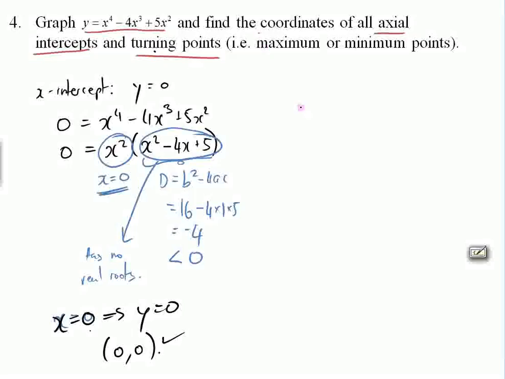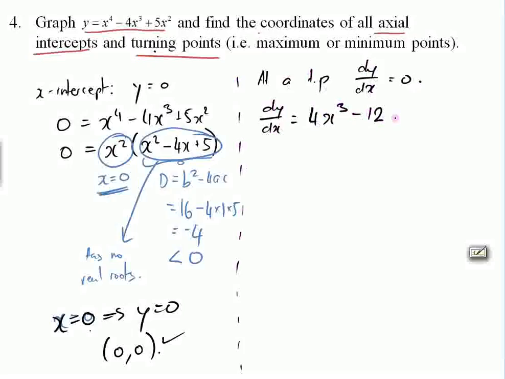So what about turning points now? How are we going to find our turning points? What do we know about a turning point? At a turning point, dy by dx equals 0. So what is dy by dx? Differentiate this, sorry, and we get 4x cubed minus 12x squared plus 10x. And we set this equal to 0.